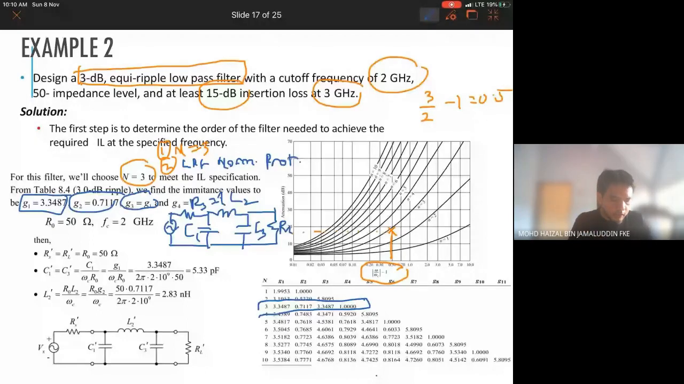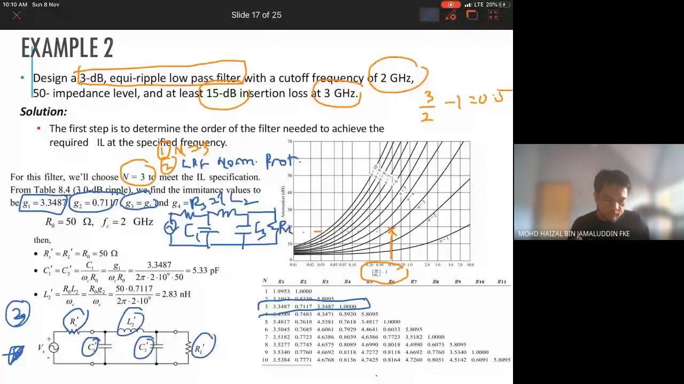Step number 3 is to get the actual value of the low pass filter. So here again, we draw the circuit for the actual value. So don't be lazy about not drawing the circuit. Okay, so after drawing, we label it. We have the RS prime, RL prime, C1 prime, C3 prime, and L2 prime.